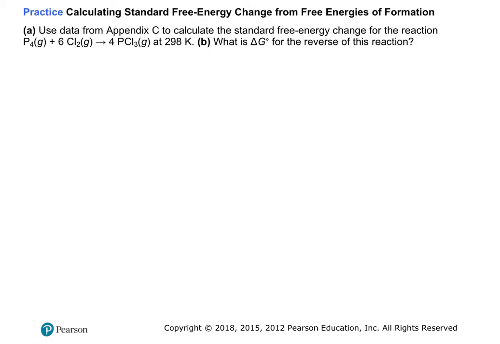So we're going to practice. This first one is just using the Appendix C values to figure out what the Gibbs energy of this reaction is. So delta G for the reaction is going to be products minus reactants. So I'm going to do 4 times the Gibbs of PCl3 as my products, minus my reactants, which are P4 times 1 and 6 chlorine.